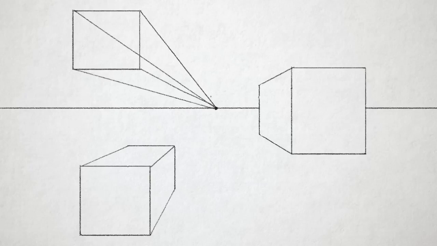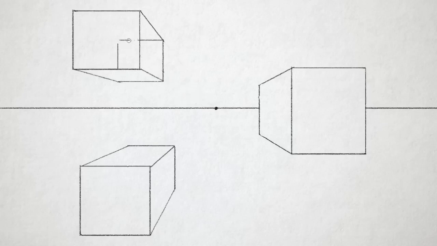And here again, the next step is to draw a smaller square. Just allow the corners of that smaller square to line up with the lines of perspective that we drew, receding backwards in space to the vanishing point. And there's our cube. All we need to do now is erase the lines that we no longer need.